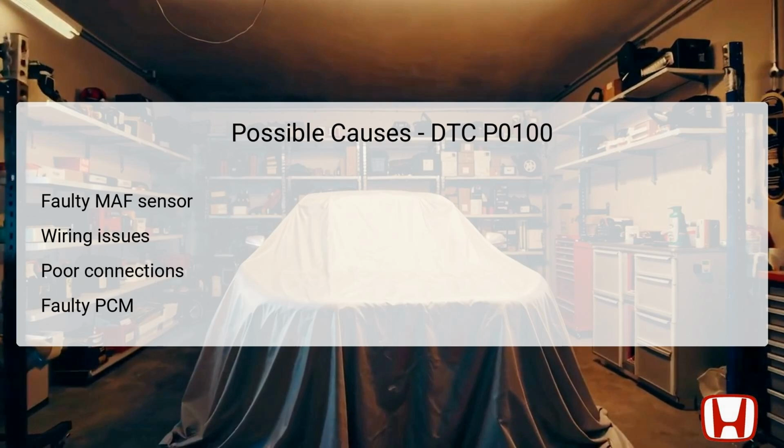Another potential cause is poor electrical connections at the sensor itself or the PCM. If there are loose terminals or corrosion present, this could interrupt the proper function of the sensor circuit. Furthermore, on rare occasions, the PCM itself may be malfunctioning, causing it to incorrectly interpret the signals from the MAF sensor or IAT sensor. Identifying these potential causes is crucial for effectively diagnosing and resolving the DTC.